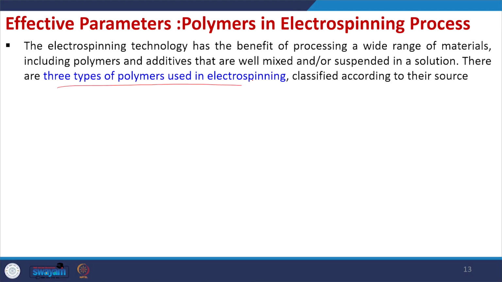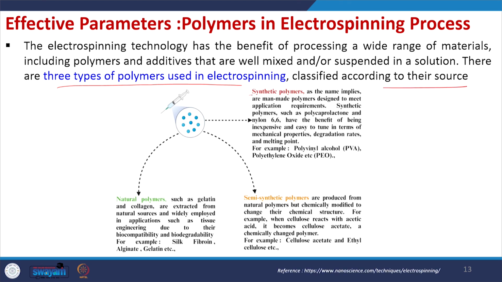The first one is polymers. There are three types of polymers used in electrospinning. It is classified based on the source. It can be a synthetic polymer. As the name implies, these are man-made polymers designed to meet the application requirements. Some of the examples are PCL, that is polycaprolactone, or PVA, that is polyvinyl alcohol, or PEO, that is polyethylene oxide. So these are inexpensive, easy to fine-tune for various mechanical properties, and the degradation rates also can be modified by simply mixing different combinations of the polymers.